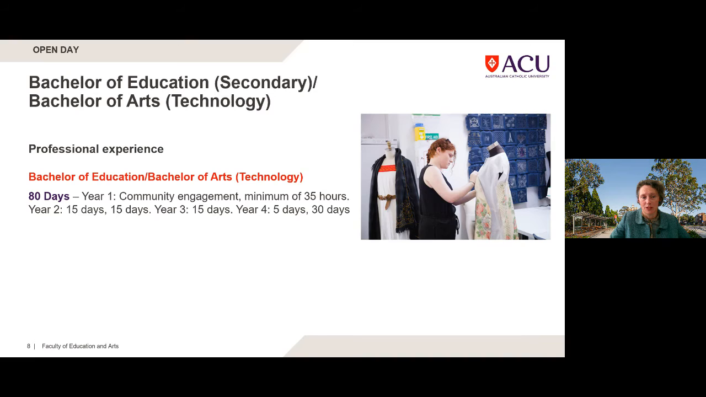So community engagement will be a minimum of 35 hours, and you can see that we build that up. So you can see that your professional experience, and this is relating in particular from year 2, you go out into schools and you start to do your teacher, you're practicing in schools to be a teacher. So you're doing your professional development in schools. So you don't go out to schools until year 2, and you can see that in year 2 it's 15 days, year 3 it's 15 days, and in year 4 it's 5 days and then 30 days. So that's your big final prac. So you're building up that amount of time that you're out in the community and that you're practicing your teaching.